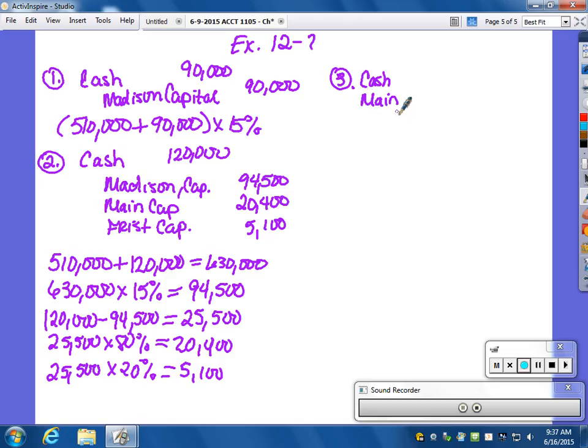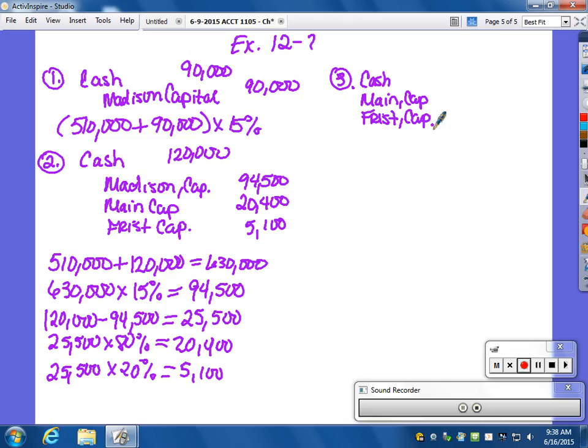You asking me or telling me? I don't know. We're going to keep going through it. Yeah, cash, Main, and Fritz debited. Why would we debit Madison? Then what would you credit? Capital. You credit Madison's capital, not debit.